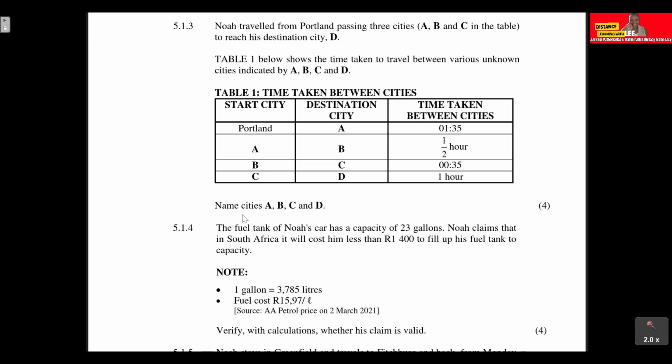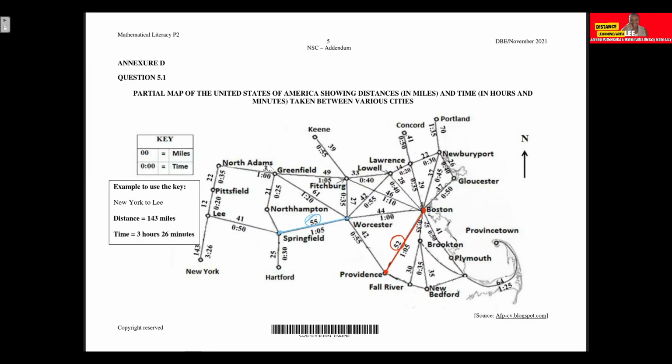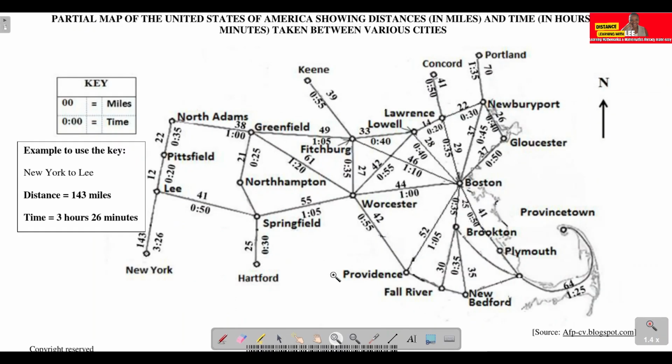It says name the cities A, B, C, and D. So if he starts at Portland, what is the destination city A, if it takes him 1 hour and 35 minutes to go through that city? We're going to have a look at our map here. We're going to try and find where Portland is, and if he starts at Portland, see which destination city he lands at if he traveled for 1 hour 35 minutes.